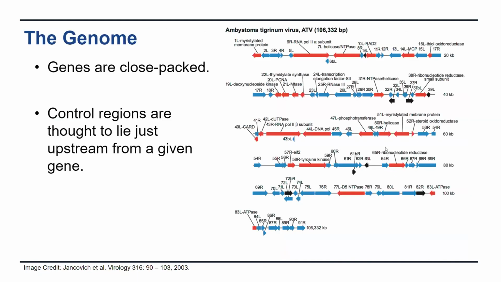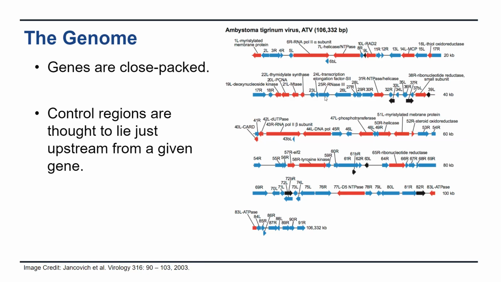Okay. If you look at the viral genome, the genome contains between 100 and 150 proteins. And the one thing you're struck by is the fact that the genes are very closely packed. Unlike mammals or eukaryotes, where there's a lot of introns and exons and genes become very large, the virus packs all of its information in a very small package. And the other point I want to make, which sounds a little bit like molecular biology, is that the control regions are thought to lie just upstream from a given gene. Well, let me explain why that's important.